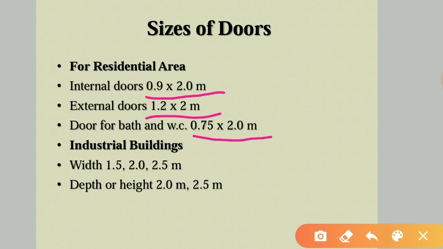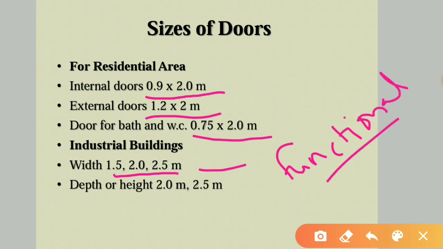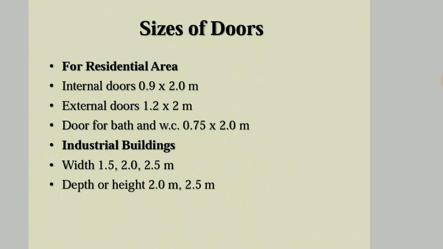In case of industrial buildings, or public buildings also, the width of the door may be more. So 1.5 meters, 2 meters, 2.5 meters will be used in public buildings and industrial buildings, like function halls. If you see a function hall, the width of the door will be very large. Similarly, in a meeting hall, the width of the door will be more. Next, the height will be 2 meters or 2.5 meters. The height of the door also will be more in industrial buildings or public buildings.